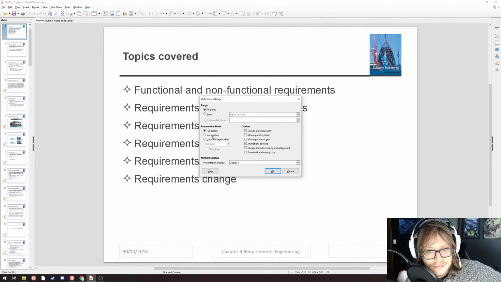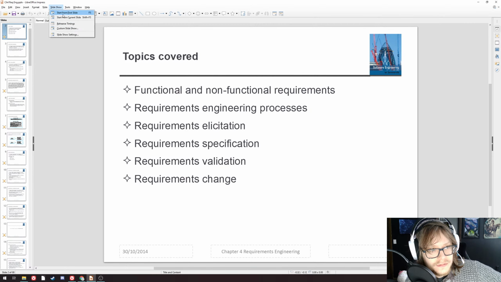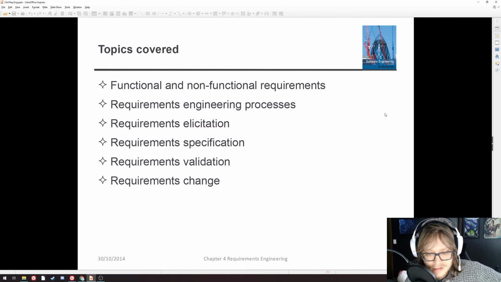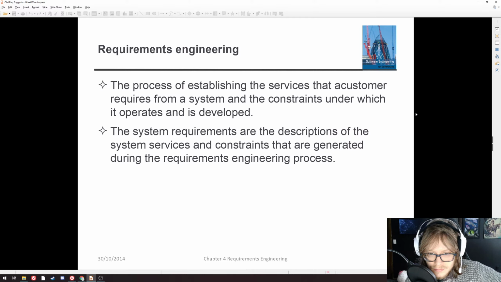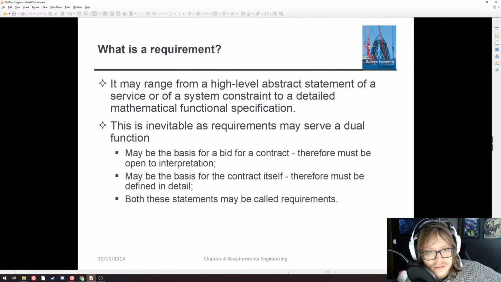So far we've gone over some of these things, the functional and non-functional requirements, the requirements engineering process. Now we're in requirements elicitation. So we talked about requirements engineering a little, the process of establishing that requirements document, establishing all the services and the constraints of the system, getting all of that defined. So basically we understand that process already. I think we probably understand what a requirement is.